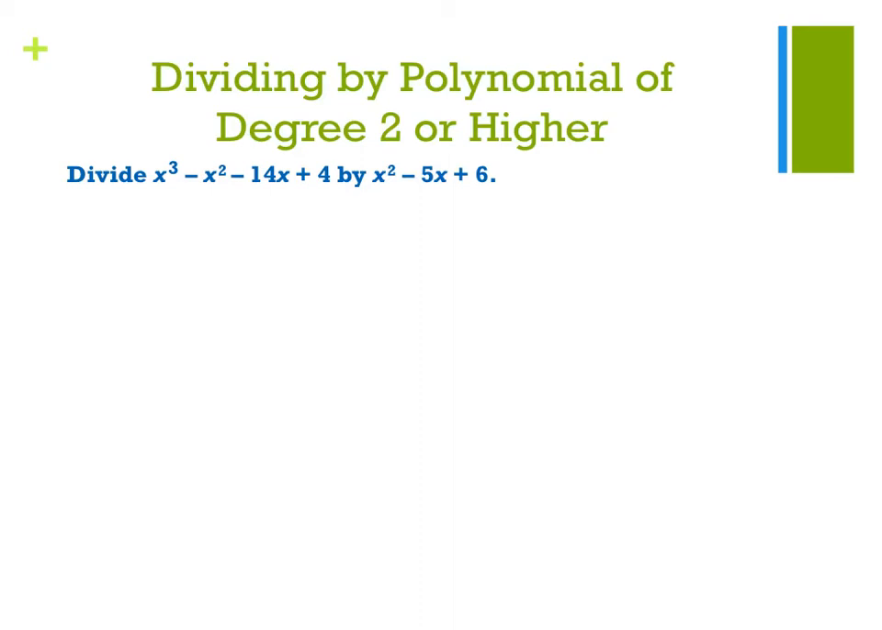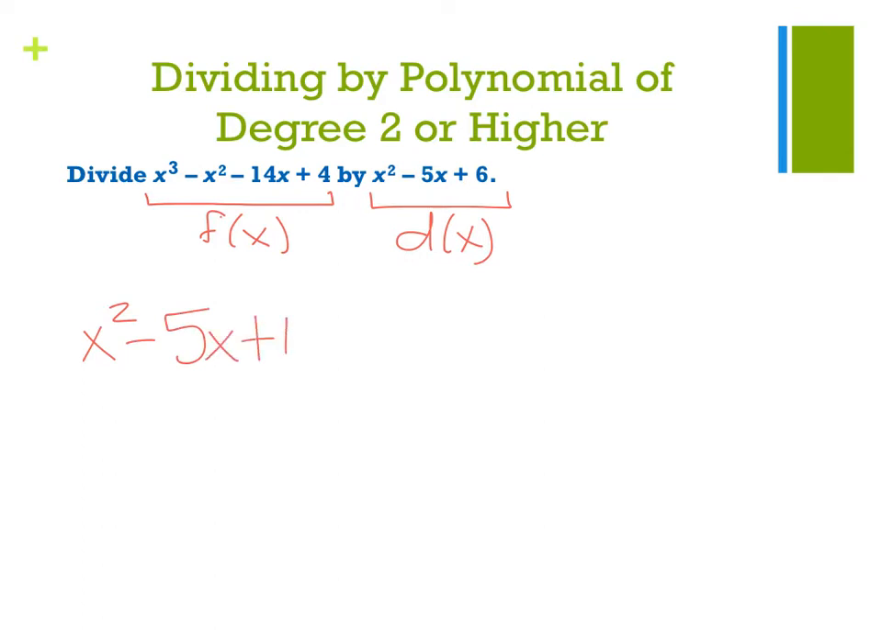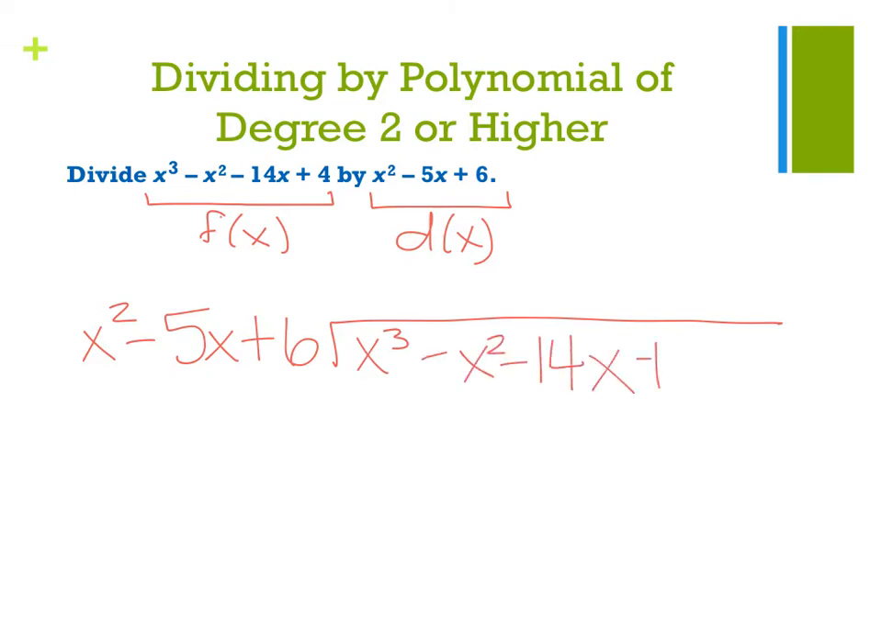So, moving forward, we are going to divide this cubic function right here. This is our f of x function, and this right here is our d of x function. That's our divisor. And we're going to divide those two functions using long division. So I'm going to take x squared minus 5x plus 6, and I'm going to divide that into x cubed minus x squared minus 14x plus 4.